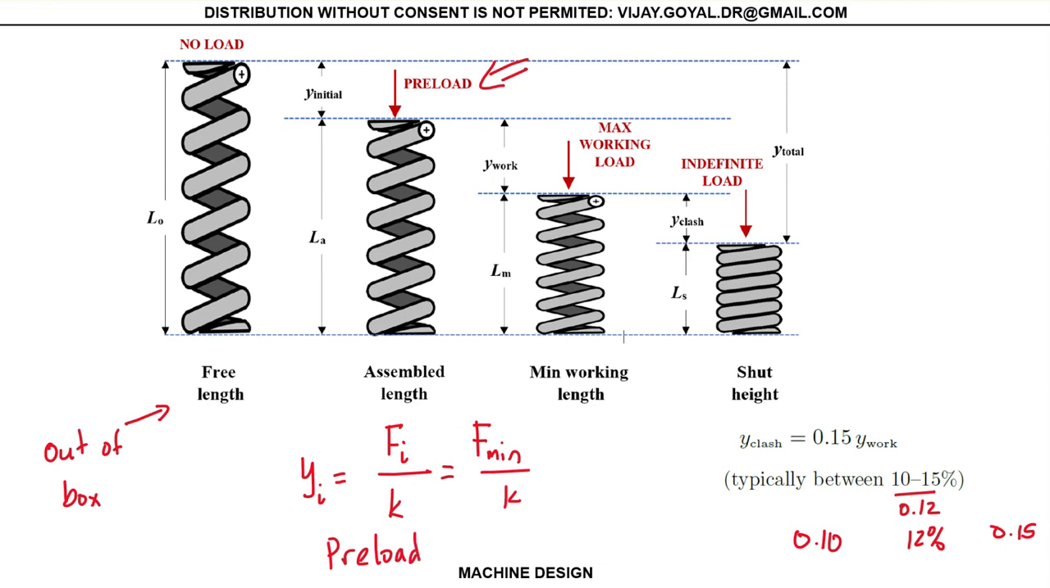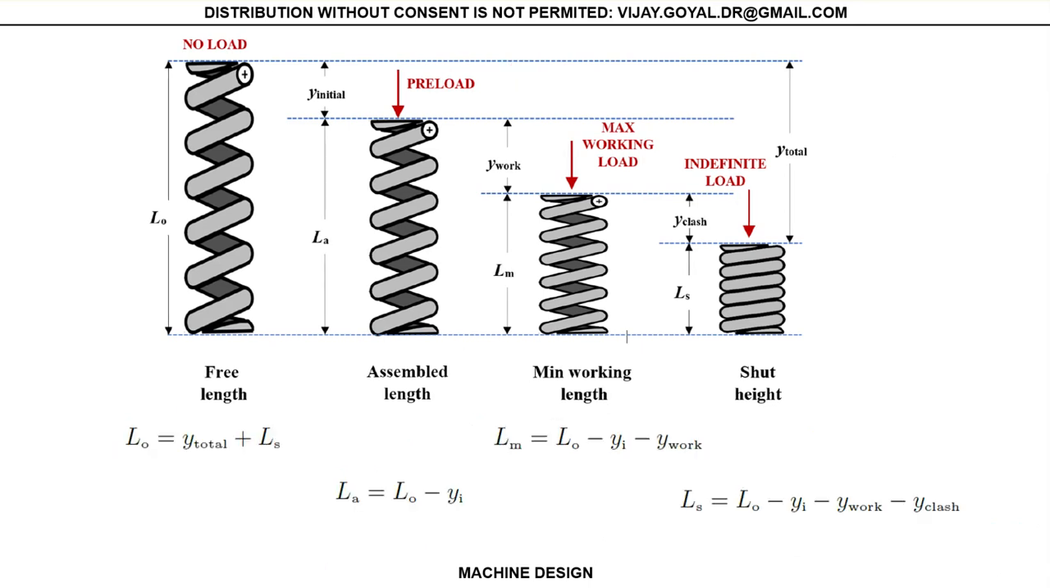Okay, and then your working load, this right here, will be nothing else than y work, which would be F max minus F minimum, again divided by your K, and this is typically given. So it's very common that this delta work is given to you. So you typically know this. This one is typically given in the problem.